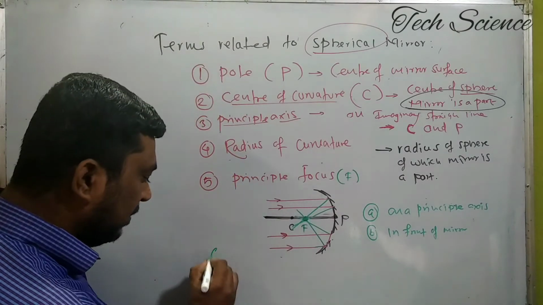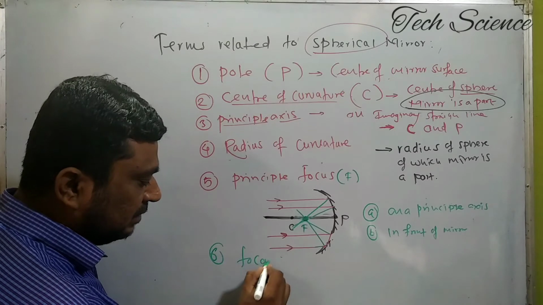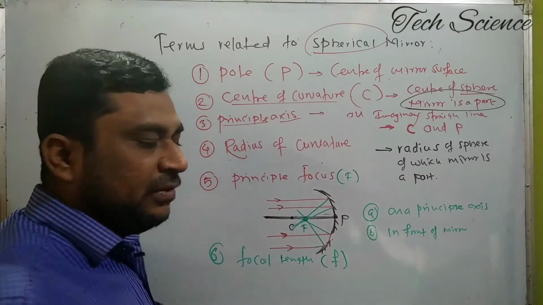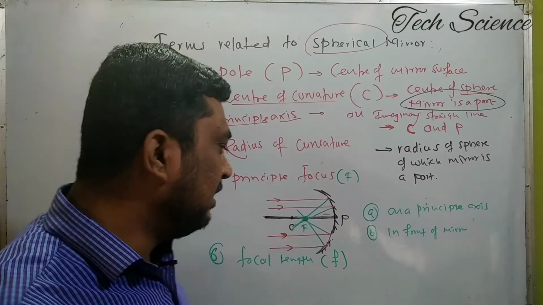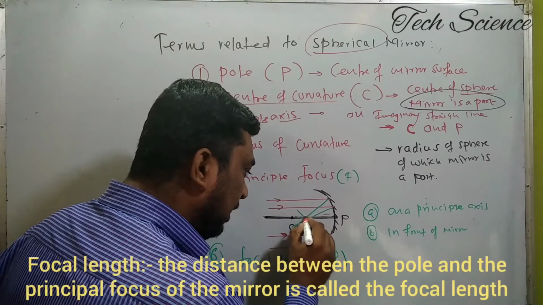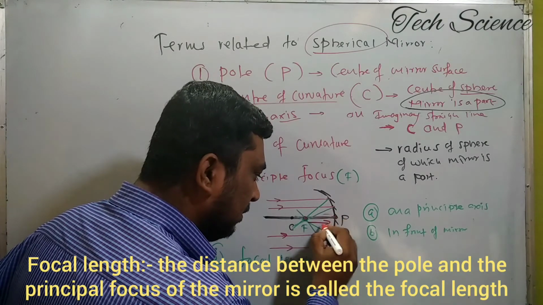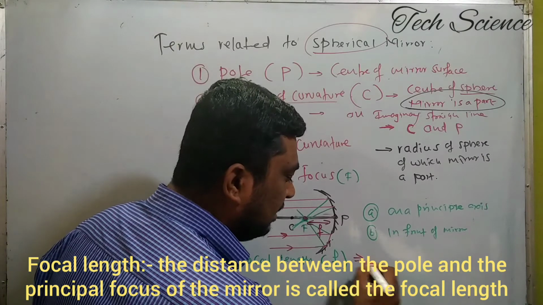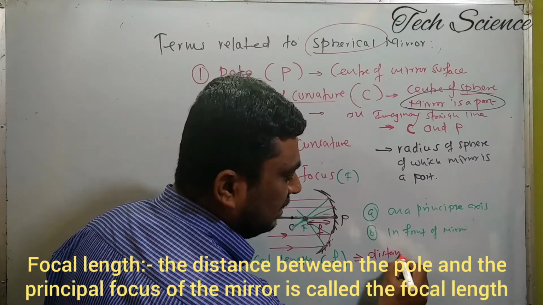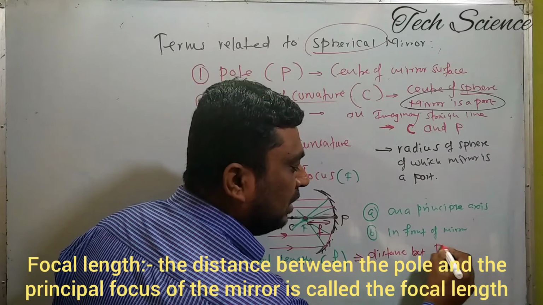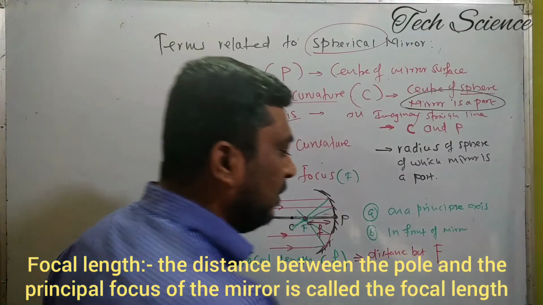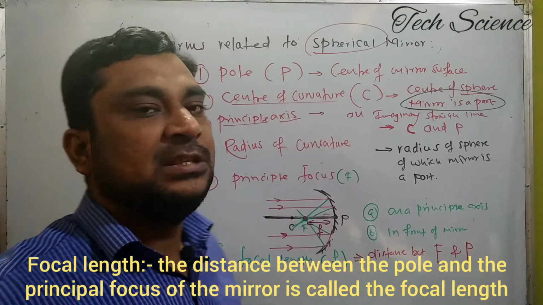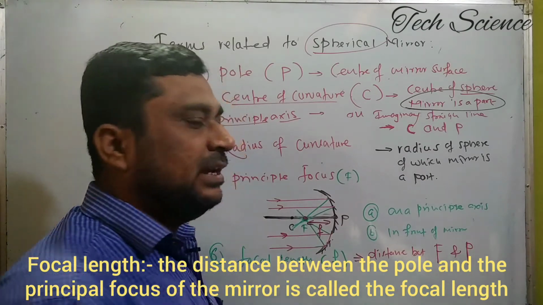And the last one is called focal length, denoted by the letter small f. Very simple definition. What is that? The distance between capital F and P. The distance between the principal focus, that is capital F, and the pole. So the distance between the pole and the principal focus is considered the focal length.